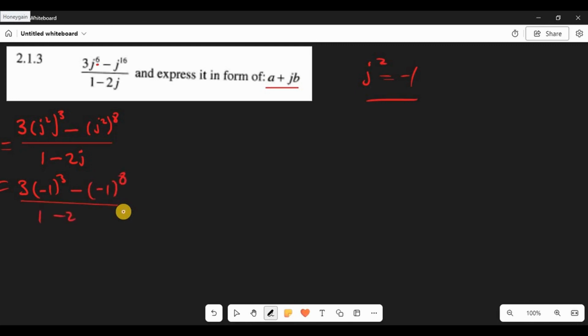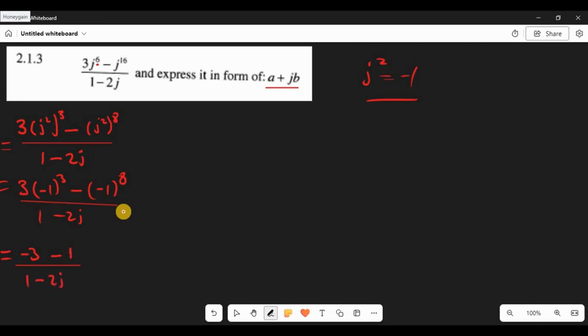1 minus 2j. Right, so this one is fine with the power of 1. So we can say negative 1 to the power of 3, that is going to be negative 1 multiplied by 3, that's going to be negative 3. And then we say negative 1 to the power of 8, that is going to give us 1 multiplied by negative, that is going to be 1, divided by the same as 1 minus 2j.